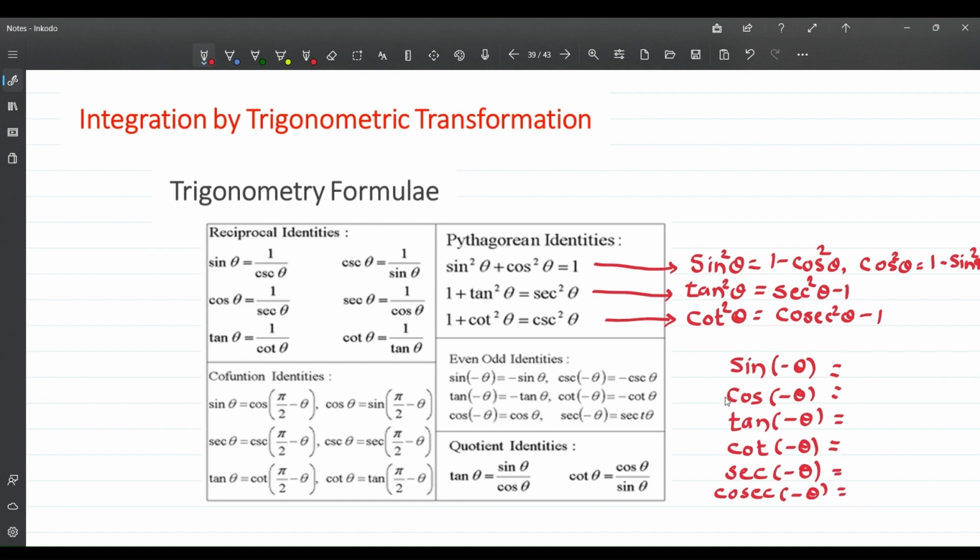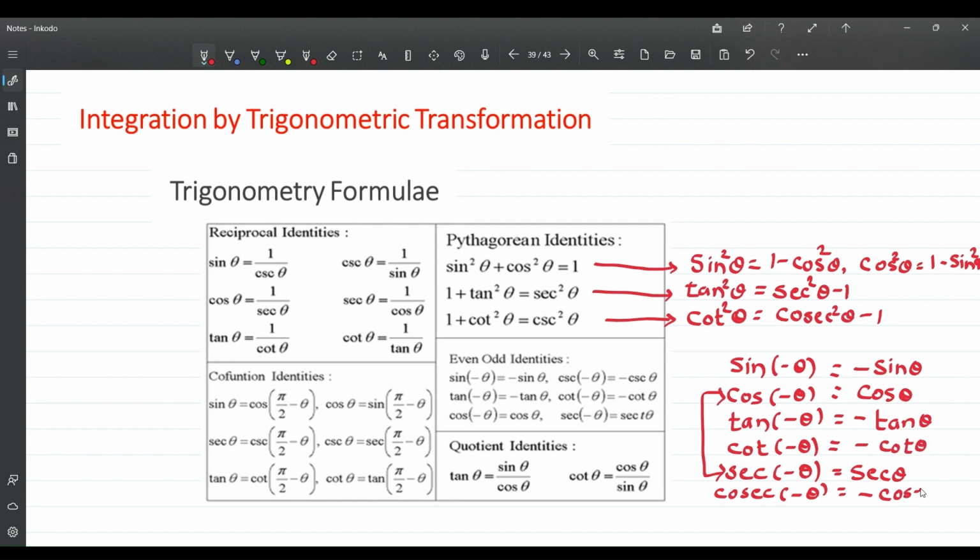In these identities, only cos and sec are positive, means even if they are on negative side, still they are positive, means cos of minus theta is cos theta, this negative sign will get eliminated, and sec of minus theta is sec theta, and all other ratios have this minus sign: minus sin theta, minus tan theta, minus cot theta and minus cosec theta.